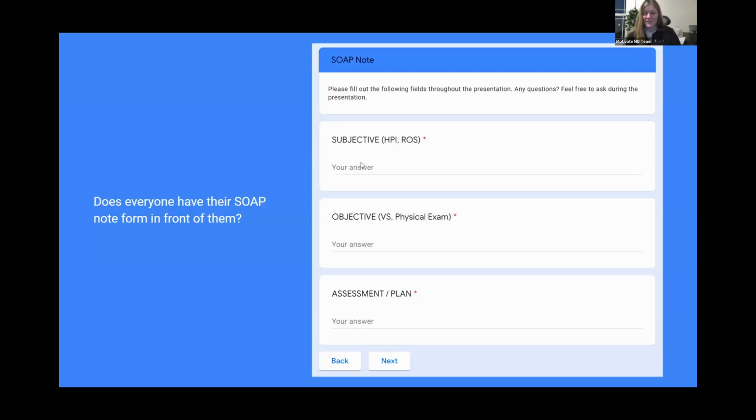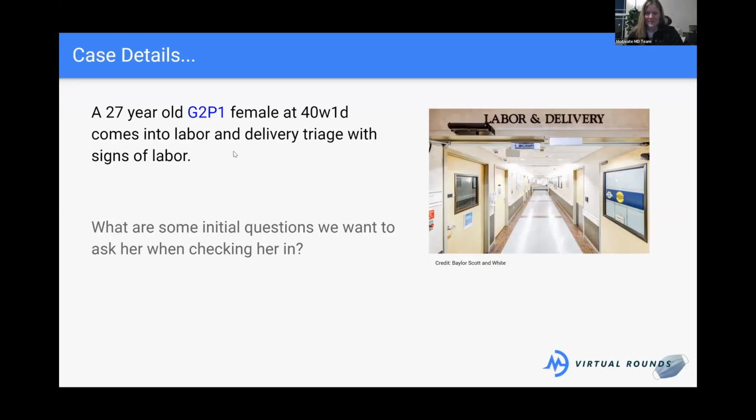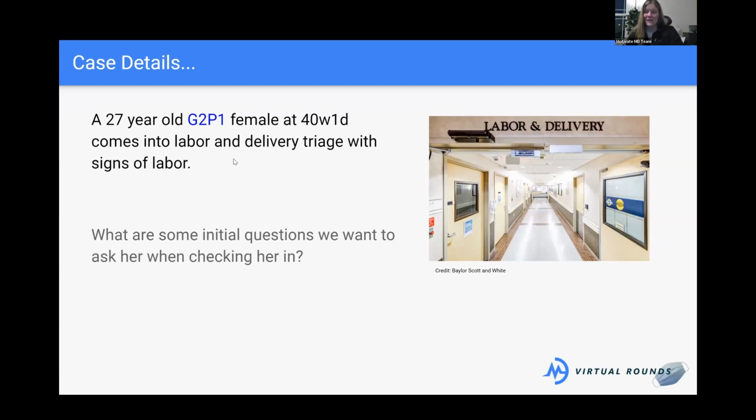So this is what the note looks like. And jumping right into our case, we have a 27-year-old G2P1 female. Before we go any further, I just want to tell you, this is the notation in labor and delivery to explain basically how many pregnancies a woman has had.